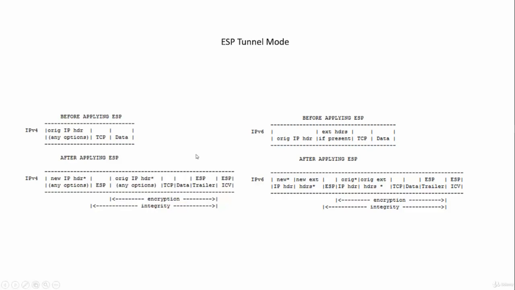So the difference between transport mode and tunnel mode is, transport mode does not hide the original source and destination, while tunnel mode hides the original source and destination. We will discuss more in the next lecture.